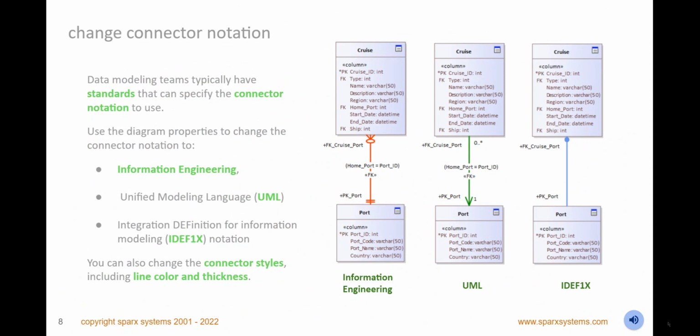Change the diagram connector notation to comply with your team's data modeling standards. Use the diagram properties to change the connector notation to information engineering, unified modeling language, or integration definition for information modeling notation. You can also change the connector styles, including line color and thickness.